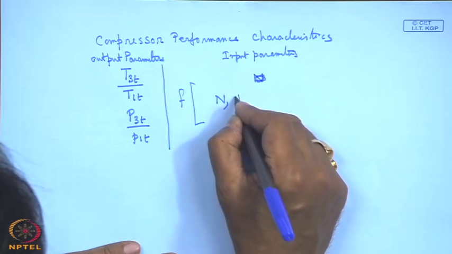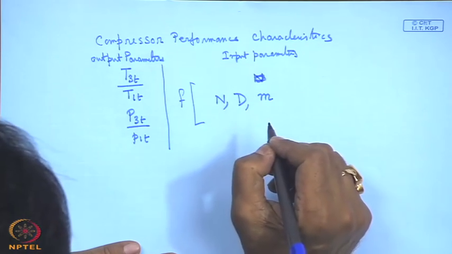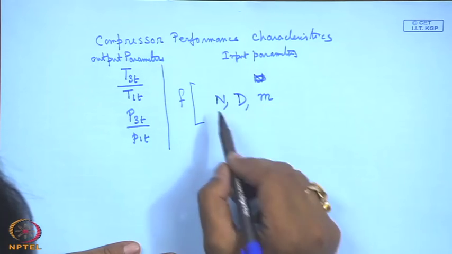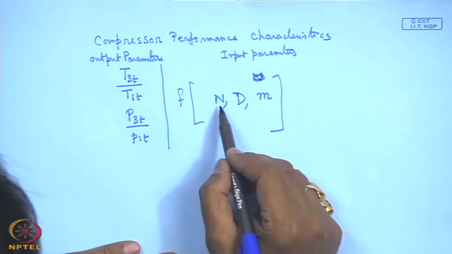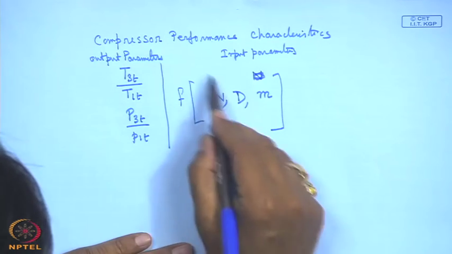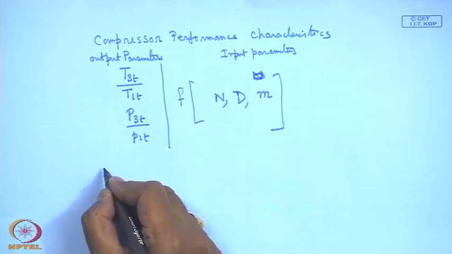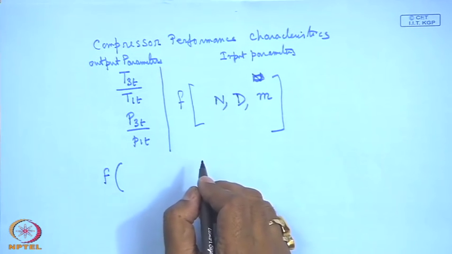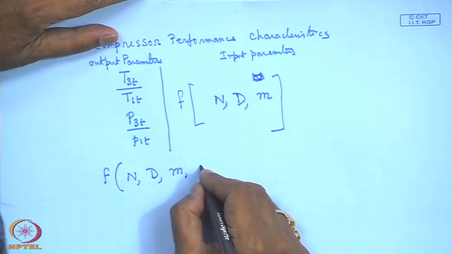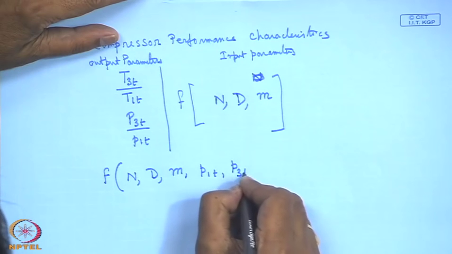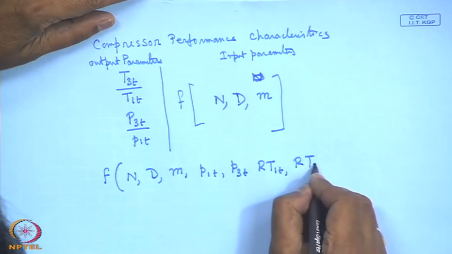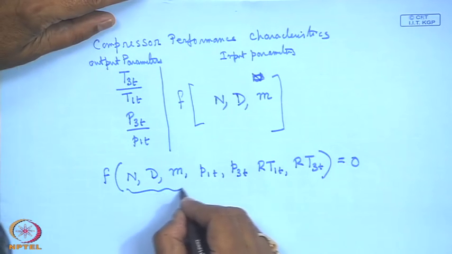the size of the compressor D, and the mass flow rate M. These are the input parameters, and the ratios are expressed in terms of the speed, the size and the mass flow rate. Now you see that this can be expressed in a functional relationship: a function of n, D, M separately, P1T, P3T. In case of temperature, we include R, T1T, T3T, and these are the variables which define the performance of a centrifugal compressor.